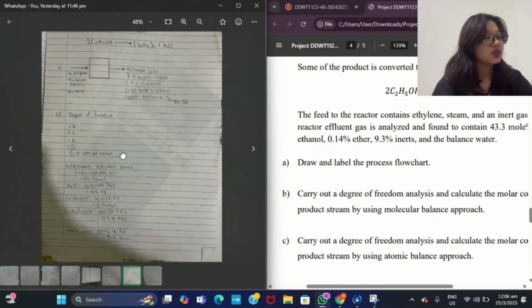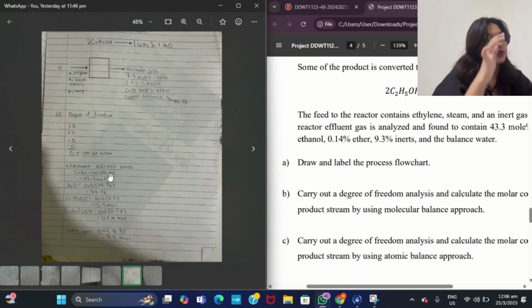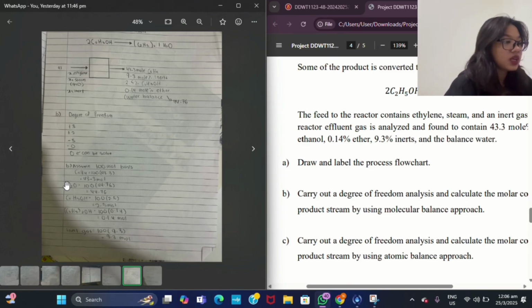So firstly, how to do it? You need to assume the basis first, which is we put it as 100 for the basis. Here we need to calculate the C2H4. So we need to multiply all the given values by 100, which is the basis that we assumed. And you will get the answers. For C2H4, we're going to get 43.3 mole.